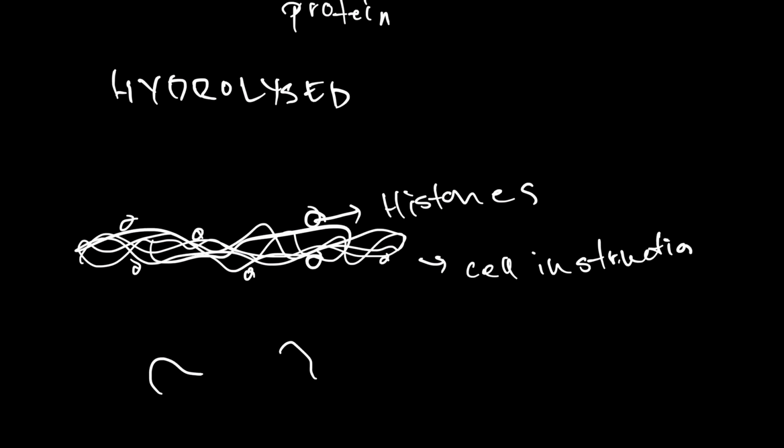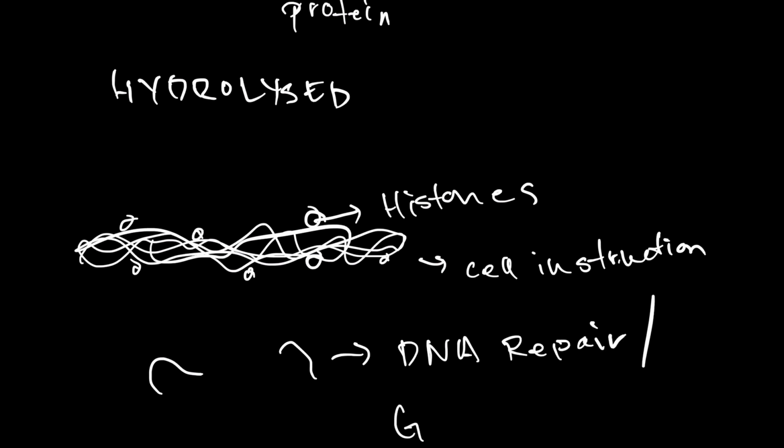But this other type of DNA, the plasmids, do not have histones. They are anhistonic and are responsible mainly for DNA repair or the transfer of genes from one bacterium to another.